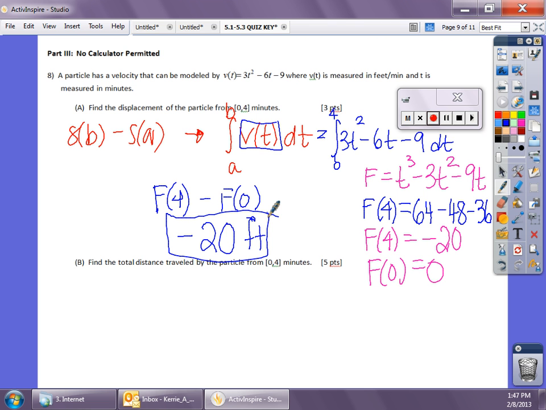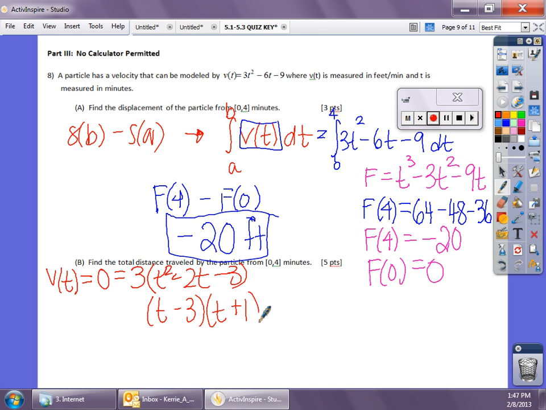All right, letter B. Find the total distance traveled. So this one's a little bit harder. Total distance says I take the velocity and set it equal to 0, which is finding my x-intercept. So I'm actually going to factor this out as I write it. My factors then become t minus 3 and t plus 1, t equals 3, and t equals negative 1. We're doing from 0 to 4. Negative time doesn't make sense. So here's my quick little sign chart.